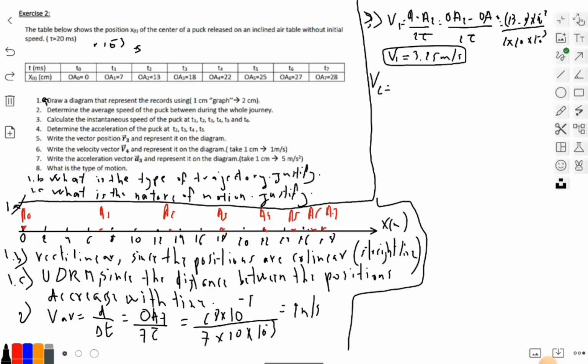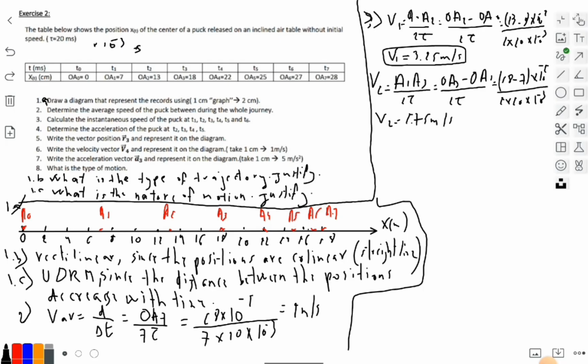V2 is equal to A1A3, the distance between A1 and A3, over 2 tau, so it's equal to OA3 minus OA1 over 2 tau. It's equal to 18 minus 7 times 10 to the power minus 2 over 2 times 20 times 10 to the power minus 3. We obtain V2 equal to 2.75 meter per second.